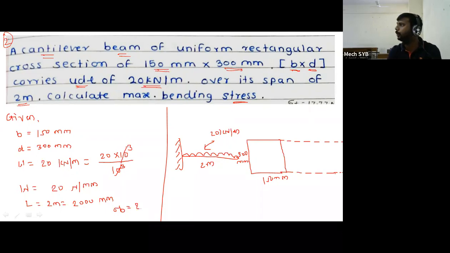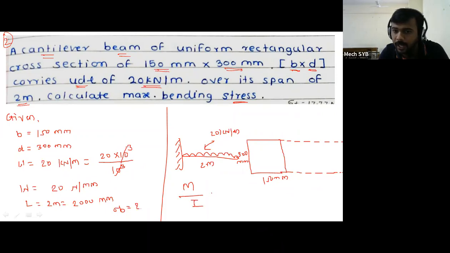Okay, the same procedure we have to follow. So this is the problem which comes under case number 4, cantilever beam with UDL on entire span. So we have the formula once again, that is M upon I is equal to sigma B upon Y. But first of all, we have to calculate M, then the moment of inertia I, then Y as Y bar, and then we have to calculate sigma B.